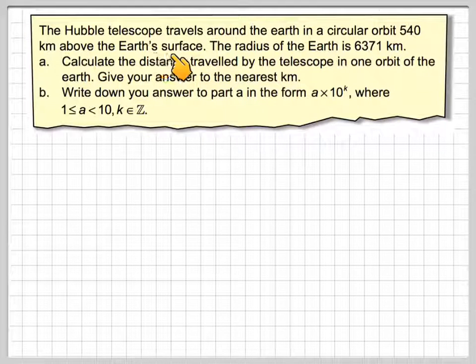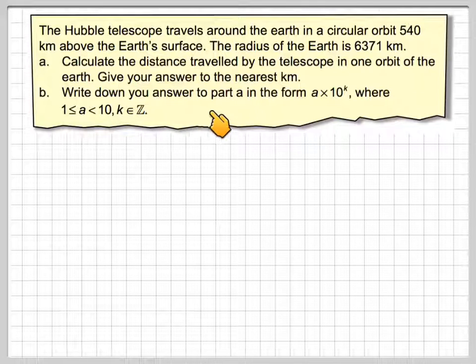The Hubble telescope travels around the Earth in a circular orbit 540 kilometers above the Earth's surface. The radius of the Earth is 6,371 kilometers. Calculate the distance traveled by the telescope in one orbit of the Earth. Give your answer to the nearest kilometer.